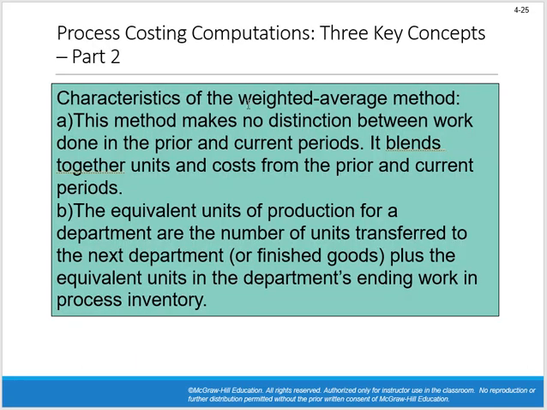So characteristics of the weighted average method. Under weighted average, there is no distinction between work done in the prior period and in the current period. It averages or blends all of those units together. So the cost from the prior and current periods get blended together. The equivalent units of production for a department are the number of units transferred to the next department, or that could be finished goods, plus the equivalent units in the department's ending WIP.